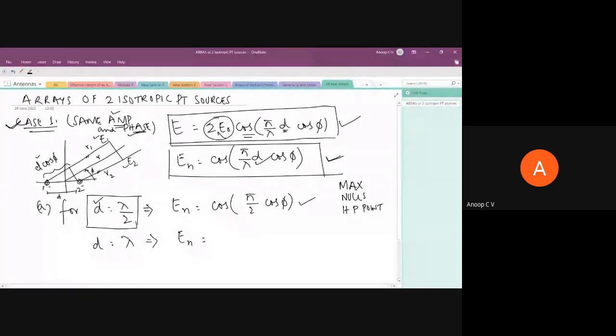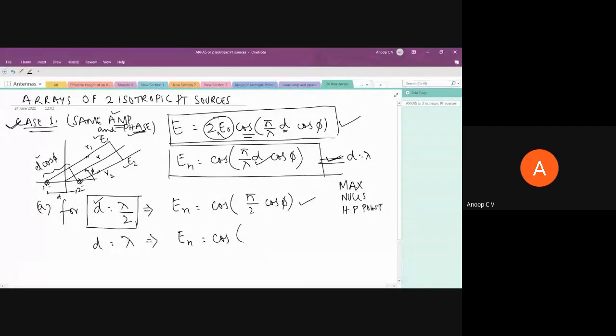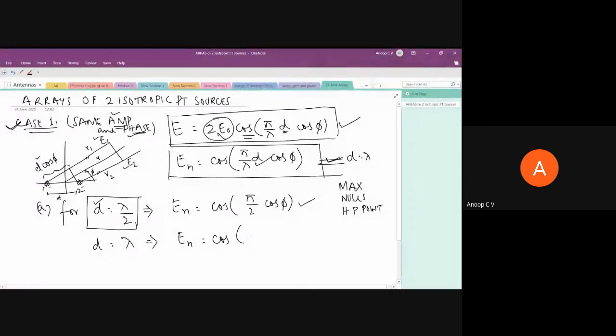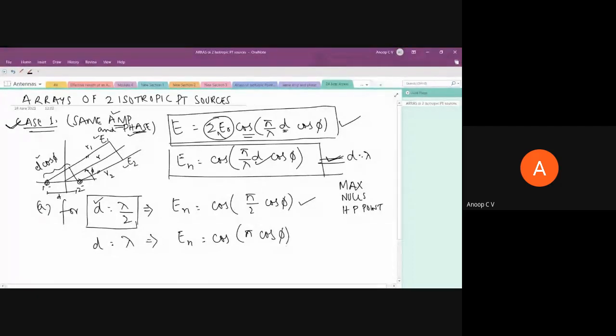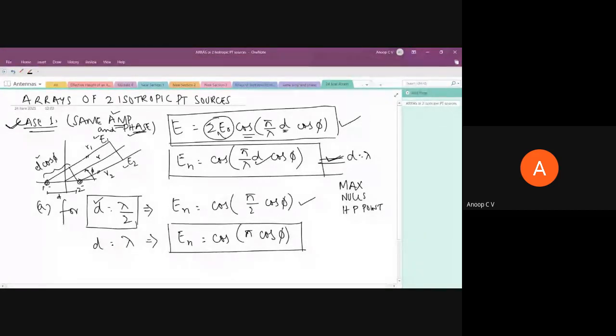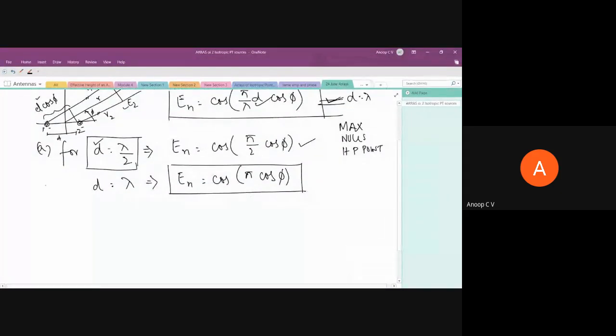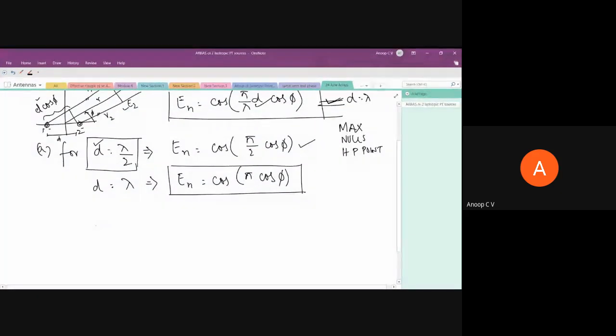And one more example which we were trying out yesterday is d equal to lambda. If you substitute d equal to lambda in this expression, what will you get? En will be equal to cos of pi by lambda times lambda. So lambda and lambda will cancel, and it will be cos of pi cos phi. So this is the normalized field pattern when d is equal to lambda. Now maybe we'll try: if d is equal to lambda by 4, what will be the case?